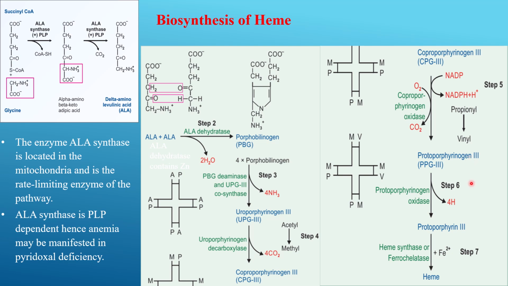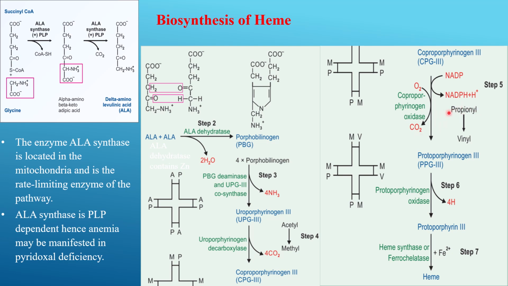This step requires the presence of NADP, which converts into NADPH. So it is basically an oxidation step, and oxygen is required. The name of the enzyme is coproporphyrinogen oxidase. Carbon dioxide is lost here, 4 carbon dioxides are lost.